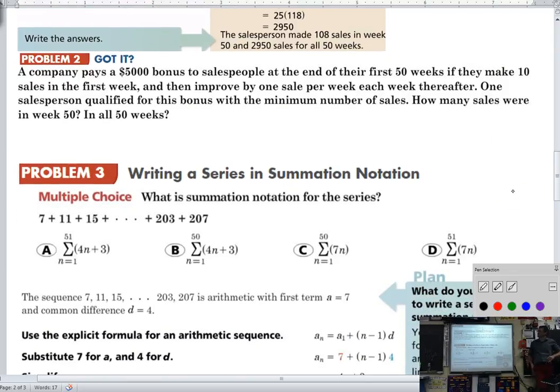So try this. You're going to get a $5,000 bonus if at the end of your 50 weeks, which is pretty much a year, there's 52 weeks in a year, you make 10 and improve by 1 sale. A little bit easier. You only have to get 1 better every week. What is the total in week 50? What's the total of all 50 weeks? I would always suggest writing the formula first without the numbers plugged in to remind yourself, until you get very comfortable with it.